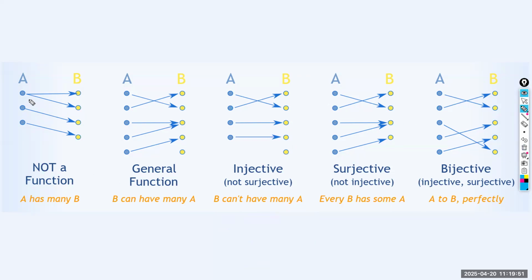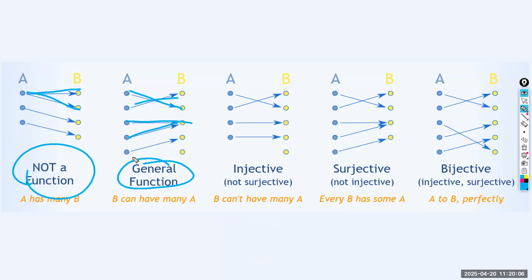Right, so this one is not a function. Why? Because you have one-to-many. If you have one-to-many, it is not a function. And this is a general function. You can see it's many to 1. That is fine. It's many to 1, and no open values in the domain side. So if it is many to 1 and no open values in the domain side, it is a function.